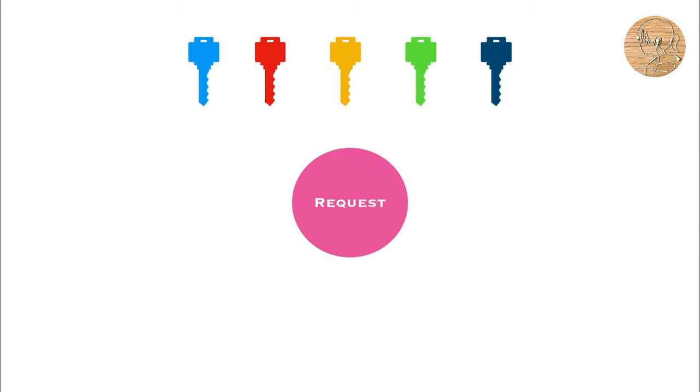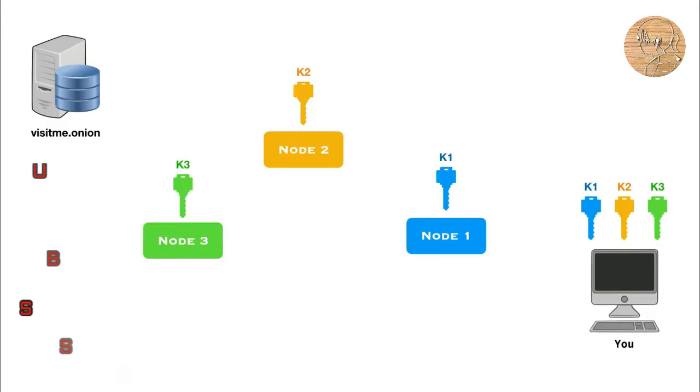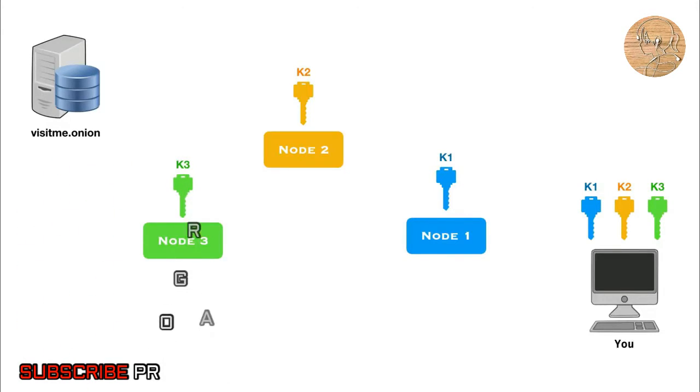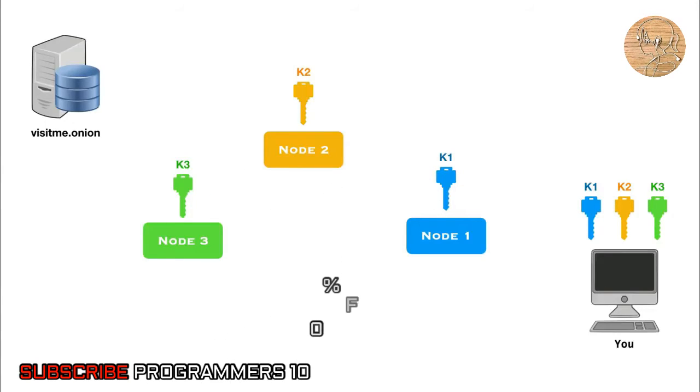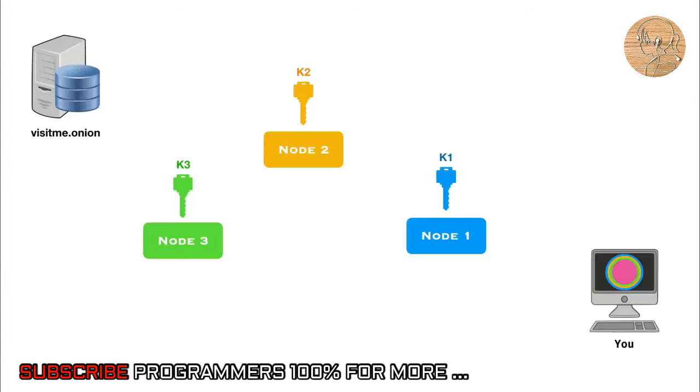So let's say the value of n here is 3, which means there are 3 nodes between you and the server of visitme.onion. For each node, you share a unique key and you encrypt your message with it. Let's say k1 is a symmetric key shared by you and node 1. k2 is another symmetric key shared by you and node 2. And similarly, k3 is shared by you and node 3. Your request is first encrypted with K3, and then K2, and then K1. It is then finally forwarded to the Onion network, and node 1 first receives your request.